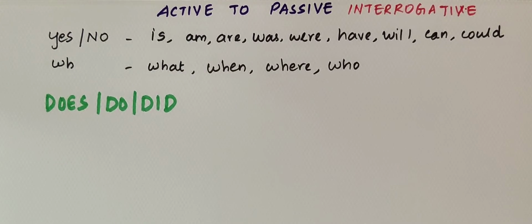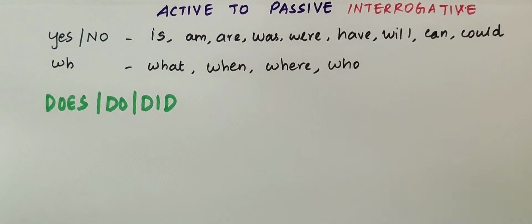In today's video, we are going to see how to convert interrogative sentences from active to passive voice. Interrogative sentences are nothing but questions. They are of two types, yes or no type and WH type. Yes or no questions start with is, am, are, was, were, have, will, can, could. WH questions start with what, when, where, who, which, etc.